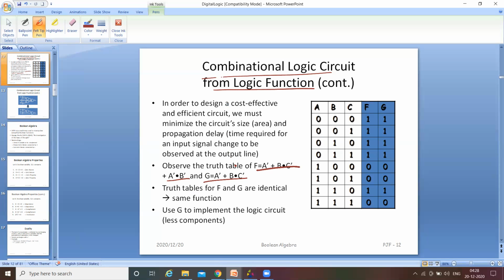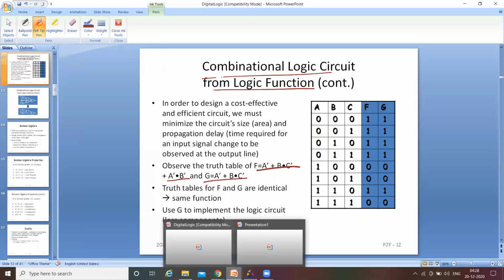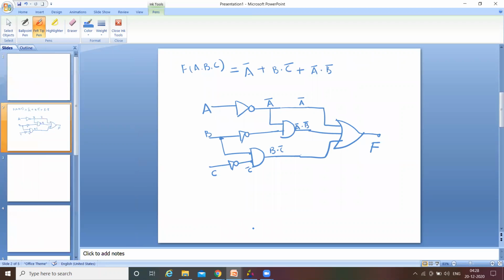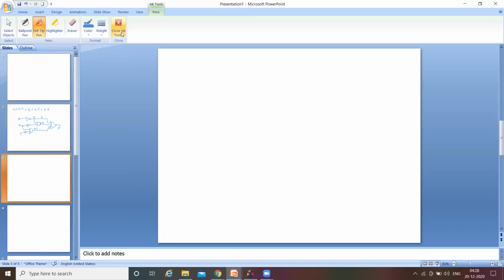Here we'll derive a truth table first. Let's take another one. The function is f of a, b, c equals a bar plus b dot c bar plus a bar dot b bar. How many variables are there? Three variables: a, b and c.